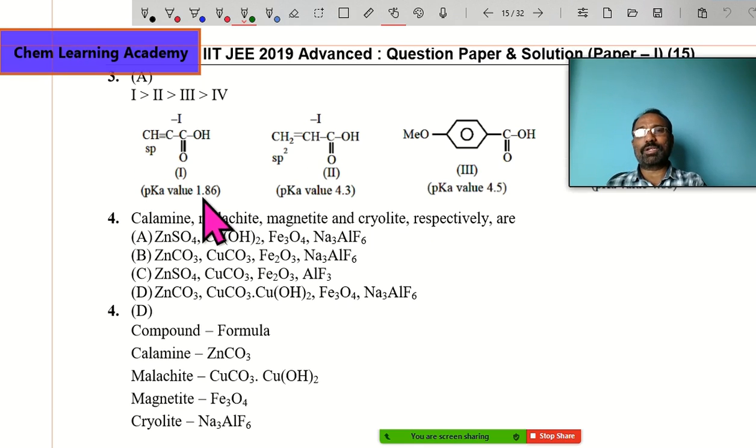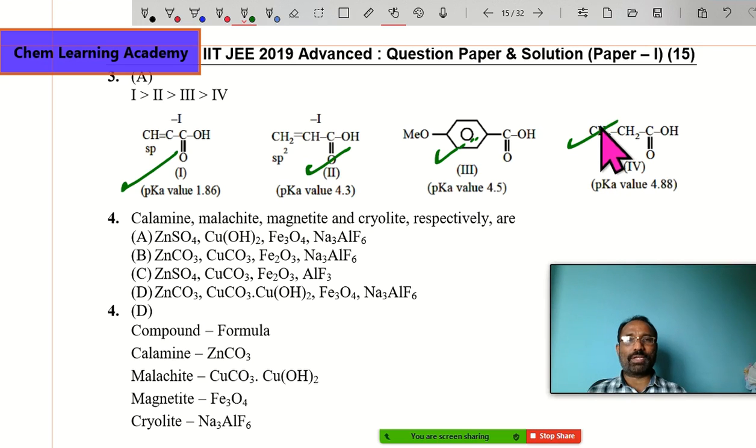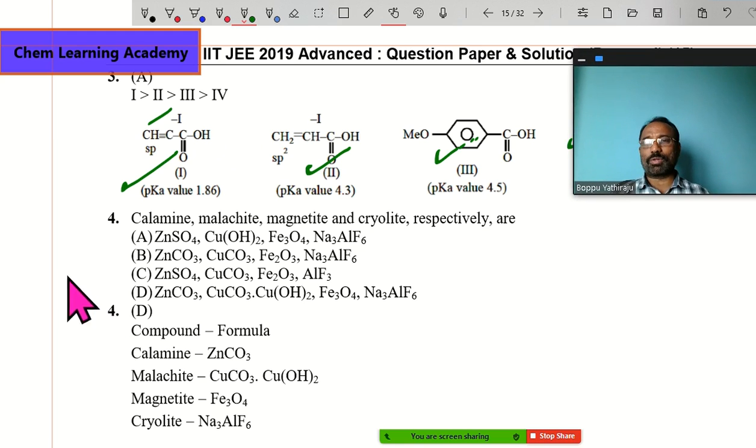Just observe it: it is 1.86, the second one is 4.3, this is 4.5, and this is 4.88. So with respect to the pKa value, this is the strong one, and this is the weakest one. So the right answer is A. Now you see question number 4.